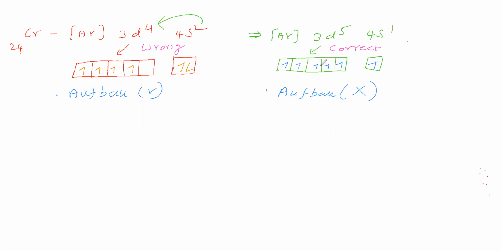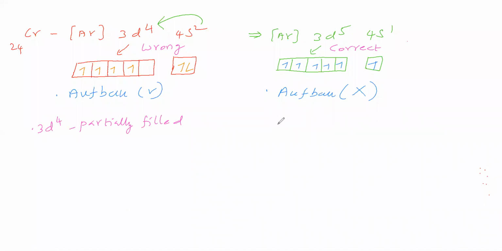Now, why is this configuration correct and why is this configuration incorrect? That we will see. Now, in this, we will take 3d. 3d4 means it is partially filled. 3d4 is partially filled because this orbital is vacant.